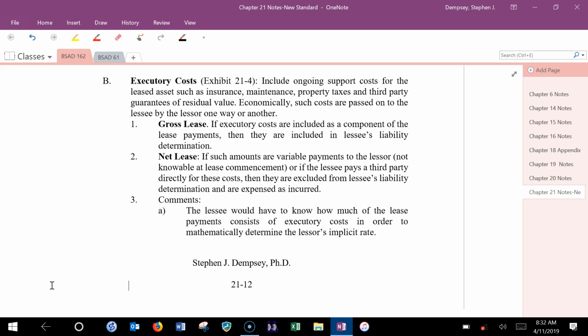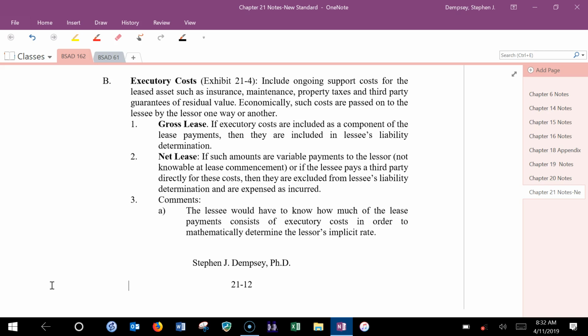So it says economically such costs are passed on to the lessee by the lessor one way or the other. And I'd mentioned that a gross lease is if those executory costs are included in the lease payments, then they're going to be treated as part of the lessee's liability. And the net lease is if such amounts are variable payments to the lessor that is not knowable at the lease commencement, or if the lessee pays a third party directly for these costs, and they are excluded from the lessee's liability. Okay? And they're going to just be expensed as incurred.